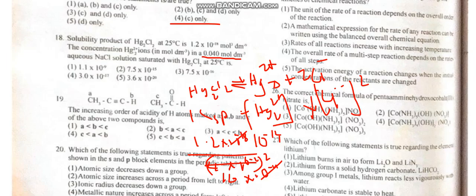That is 0.075 into 10 to the power minus 14. Then if you move 2 decimal places forward, it will be 10 to the power minus 16. Oh yes, 7.5 into 10 to the power minus 16 is the answer. So directly from the Ksp equation you can get this.